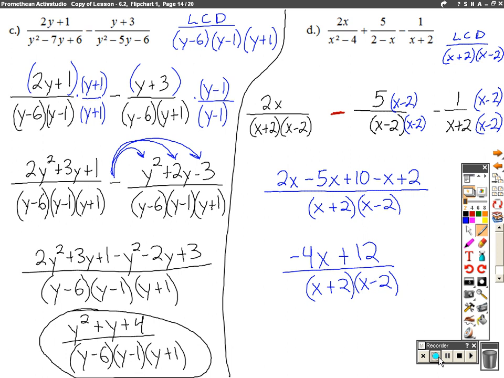Whoops, I just caught a mistake that I found. Here's the mistake. Hopefully you already saw that. I need my denominators to be x plus 2, x minus 2. I already had an x minus 2, so these should have been x plus 2. So let me go ahead and fix all of that.